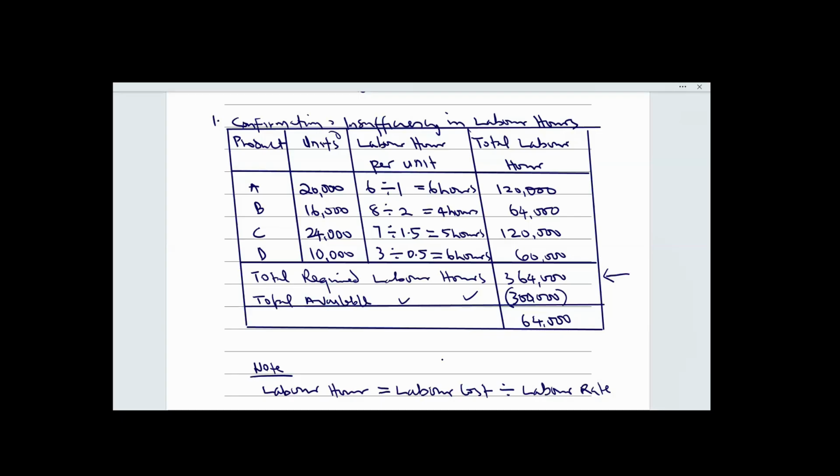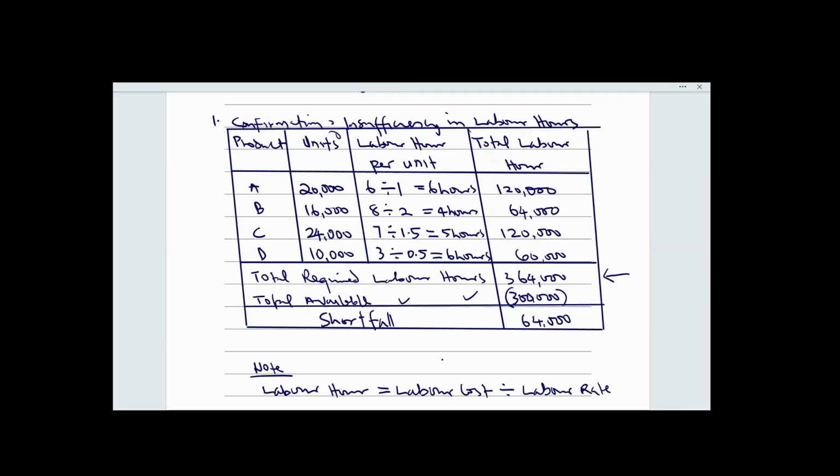What you have available for production is 300,000 labor hours. That's what you are going to use for your production. So because the required resources is more than the available resources, that means this 64,000 is a shortfall. That's a constraint.